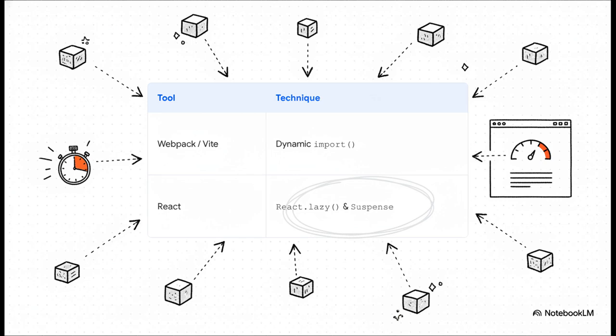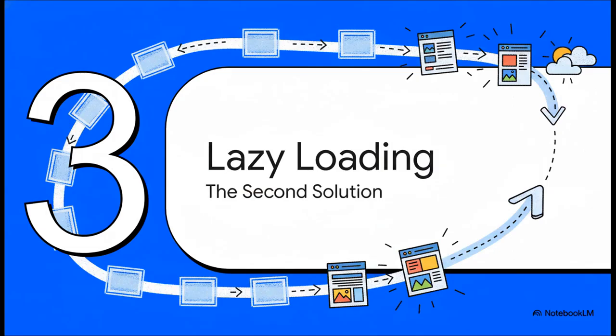So the key thing to remember is this. This isn't some secret expert-level trick anymore. It's a standard feature right at our fingertips. Now, code splitting is a massive piece of the puzzle, for sure, but it's only half the story. To really take performance to the next level, we need to pair it with our second solution, lazy loading.